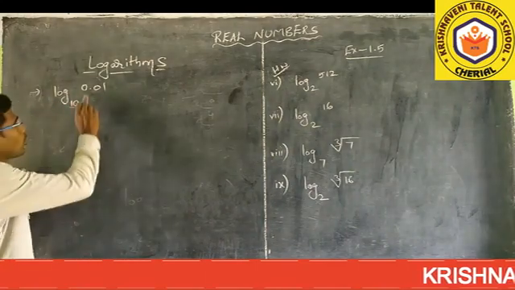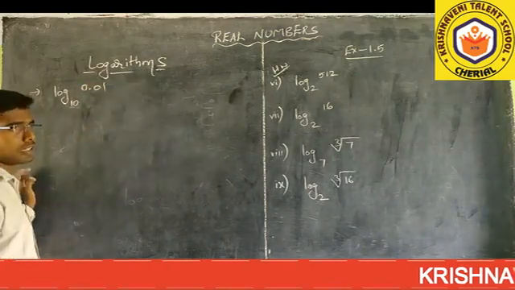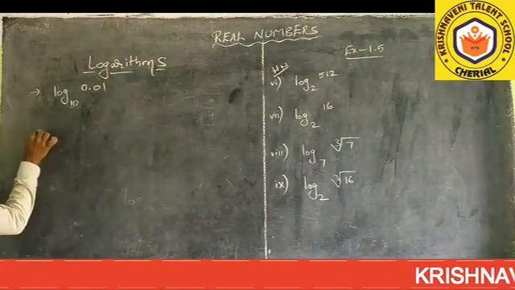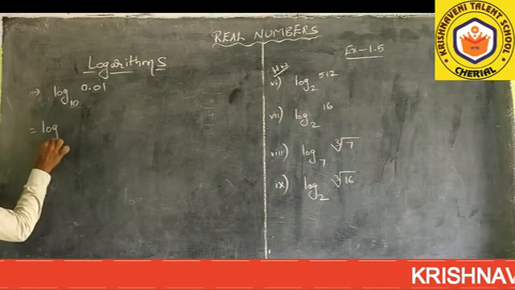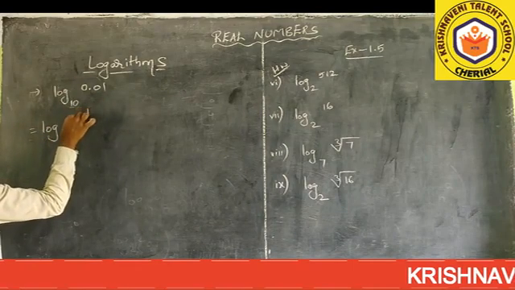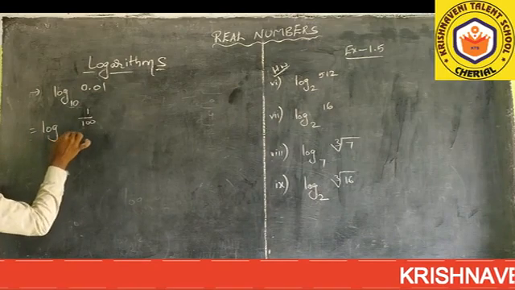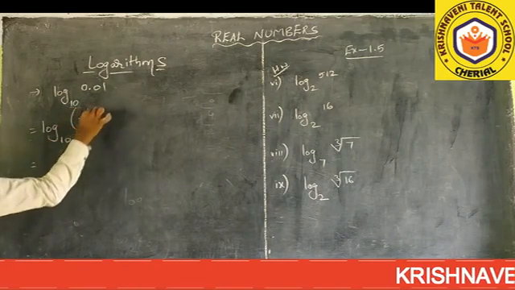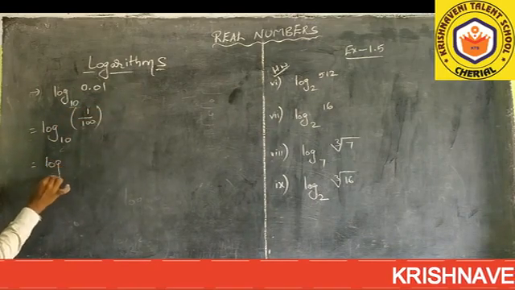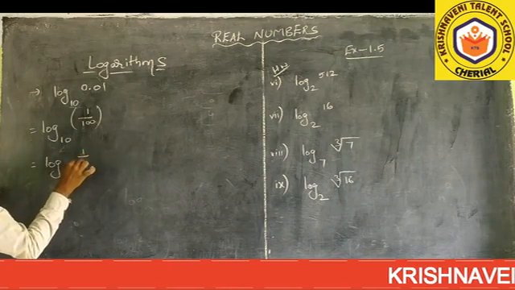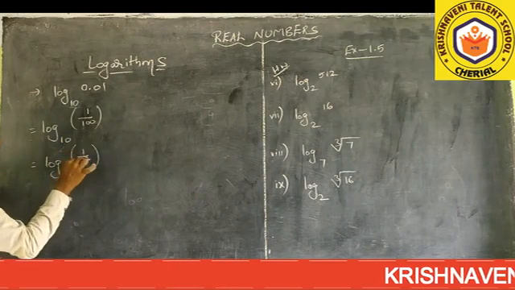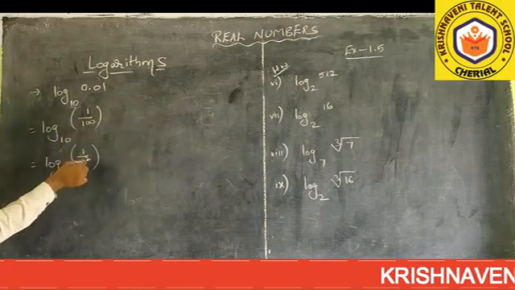Now 0.01 is in decimal form, so first you write it in fractional form. So this equals log 0.01, which you can write as 1 by 100 to the base 10. 1 by 100 means what? Log 1 by 100. 1 by 100 I can write as 1 by 10 square, since 100 you can write as 10 square.